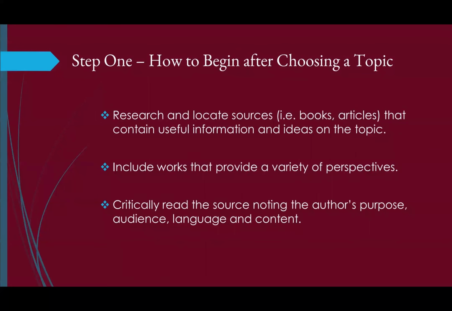So now we're going to go into some steps on how you're going to be writing the annotation for your annotated bibliography. Step 1 is how to begin after choosing a topic. Research and locate sources, books, and articles that contain useful information and ideas on the topic. Include works that provide a variety of perspectives. Critically read the source, noting the author's purpose, audience, language, and content.